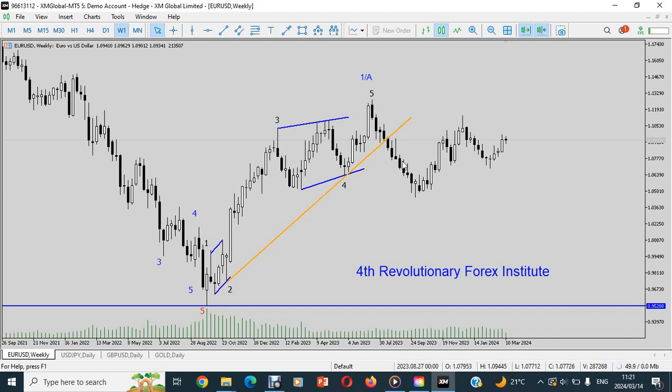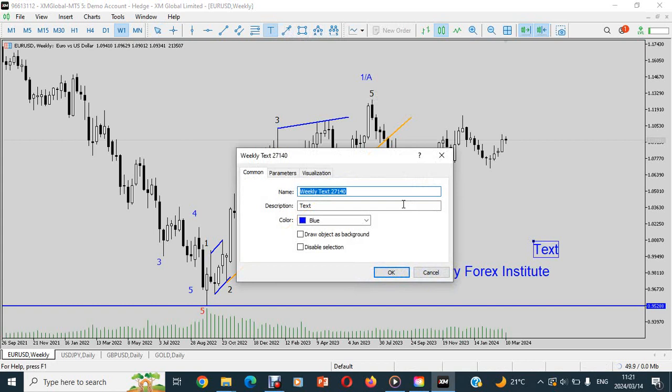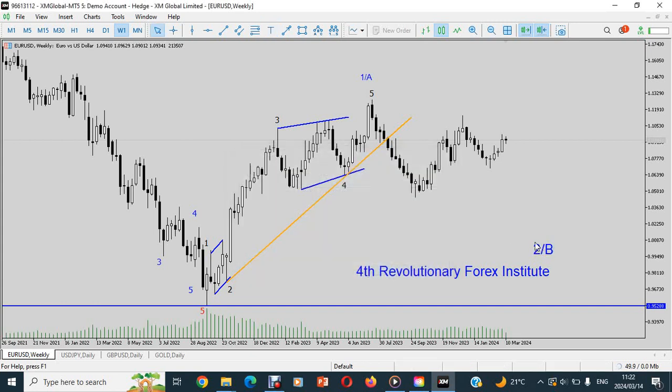So it seems like the market might be moving in a downward direction. Maybe the market may move in this direction to form wave A, wave 2, or wave B, which will be the correction of wave 1 or wave A, which is the impulsive wave.